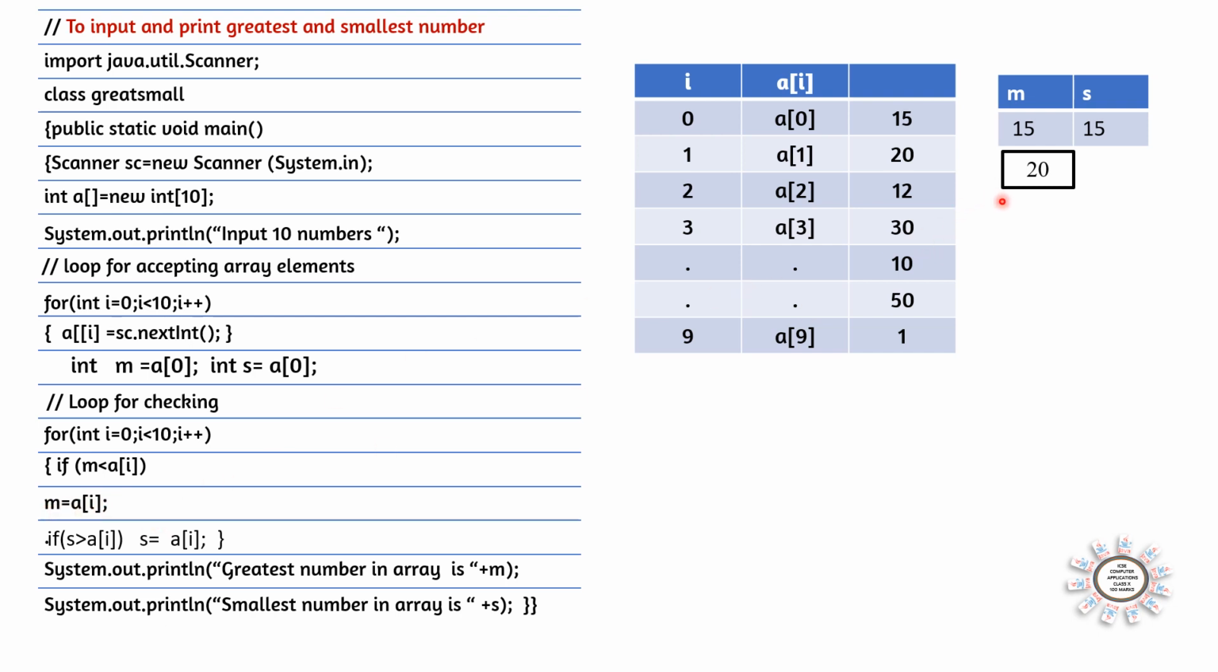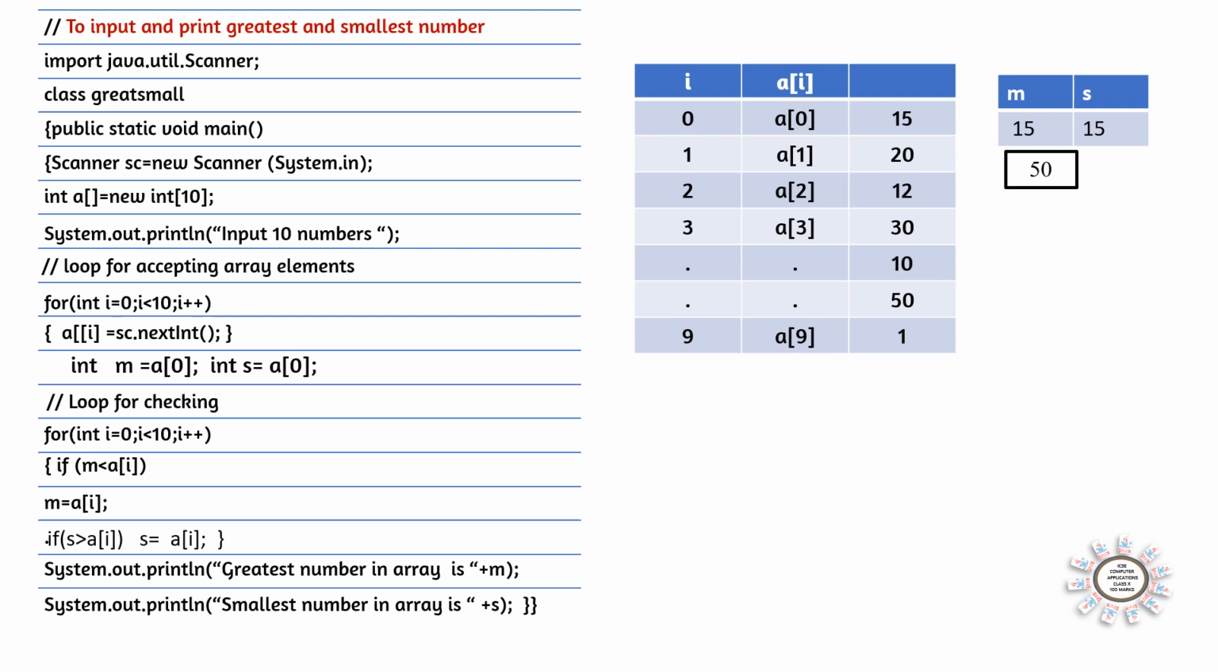m is equal to a of i. That means in the variable m, 20 will go and 30 will be coming. And further checking will be done. 30 and 10, no change. And 30 and 50, 50 is the greatest number. That means 50 will be stored in m. And 1 is the smallest number, so no reaction. Like this, we got the biggest number in the variable m.